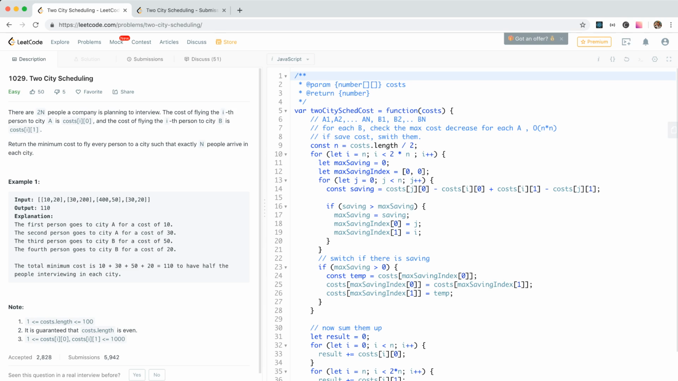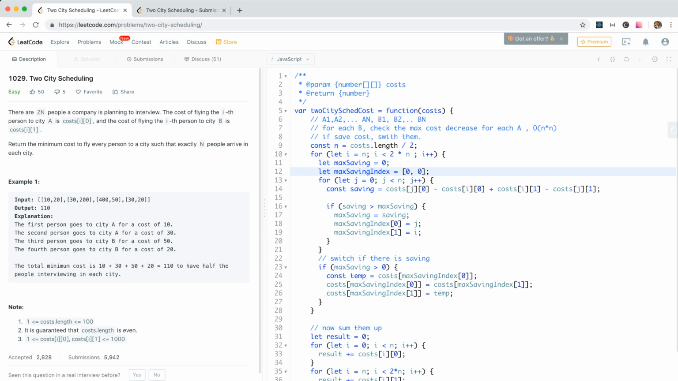Man, this is really simple. So the assumption is that if one goes to A, we'll save some money, and go to B, we'll save the minimum. So there's no need to switch. We actually let them all go to B, and then we pick up the people. Yeah, I made a mistake.